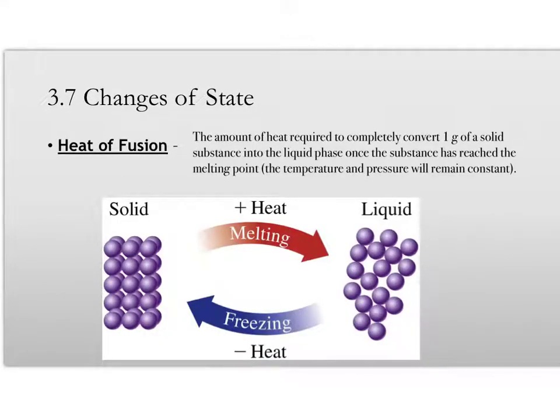The heat of fusion of a substance is the amount of heat required to completely convert 1 gram of a solid substance into the liquid phase once the substance has reached the melting point. In this process, the temperature and the pressure of the atmosphere around it will remain constant. So you may notice that if you put ice in water in your cup and put a thermometer in there, you'll see that the temperature will say 0 degrees Celsius or 32 degrees Fahrenheit.